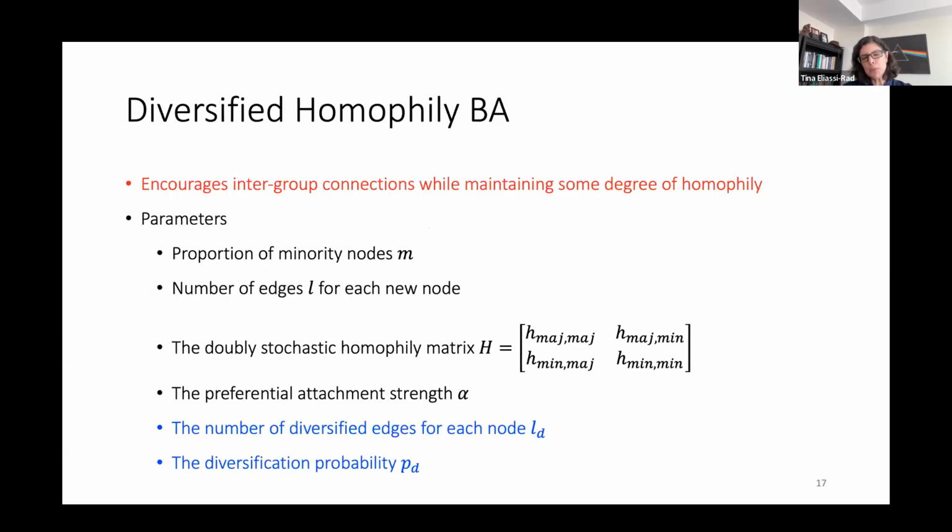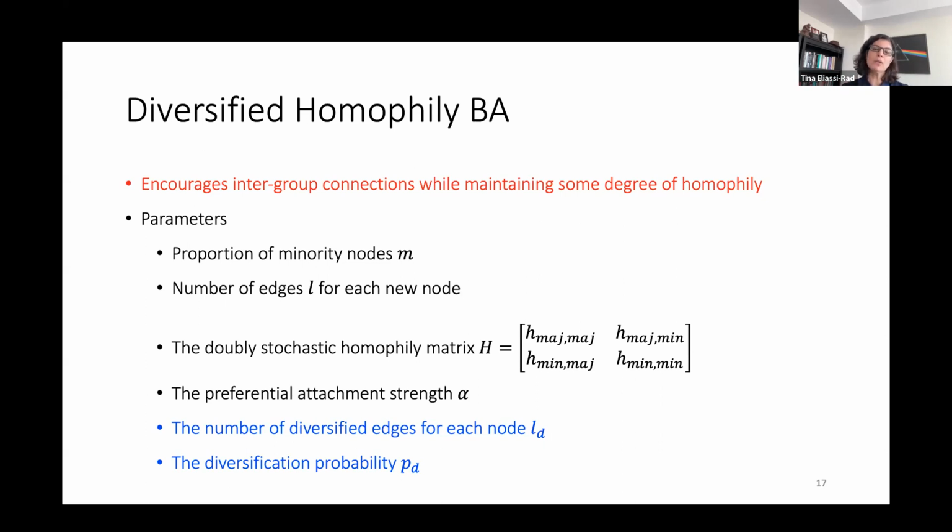And then we added two other network growth models. This is a diversified homophily BA, where we are trying to encourage intergroup connections while maintaining some degree of homophily. Some of you may have seen the recent Nature article about how, if you have people from a lower socioeconomic class connecting to a higher socioeconomic class, then that is good for society. It was some work that Raj Chetty from Harvard had done. So what we're trying to do is encourage these intergroup connections and discourage segregation.